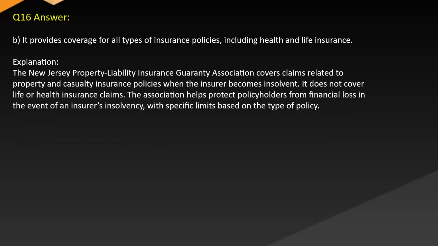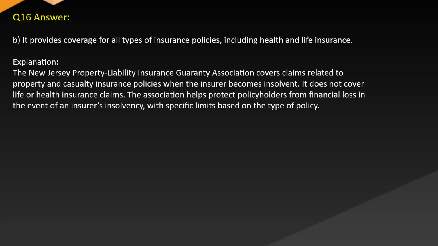Answer: B. It provides coverage for all types of insurance policies, including health and life insurance. Explanation: The New Jersey Property Liability Insurance Guarantee Association covers claims related to property and casualty insurance policies when the insurer becomes insolvent. It does not cover life or health insurance claims. The association helps protect policyholders from financial loss in the event of an insurer's insolvency, with specific limits based on the type of policy.